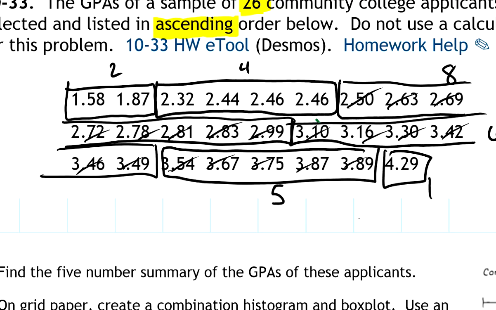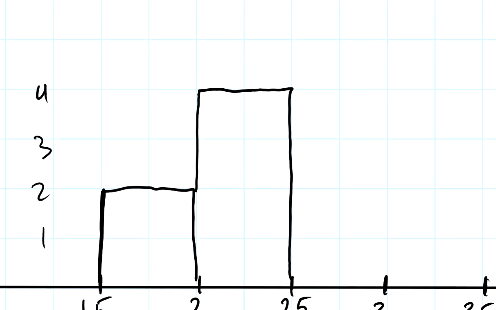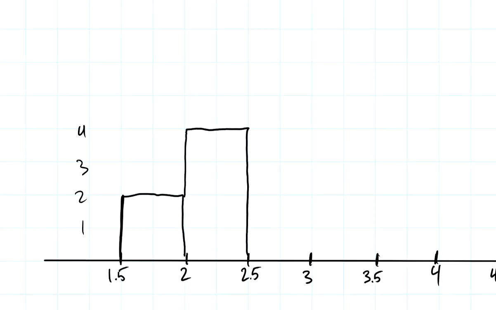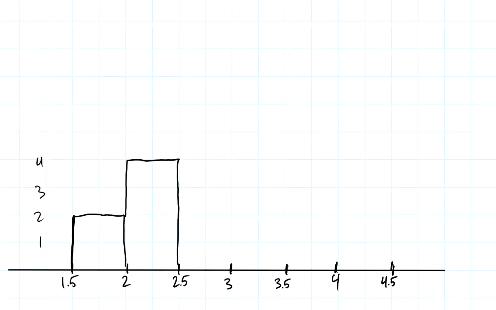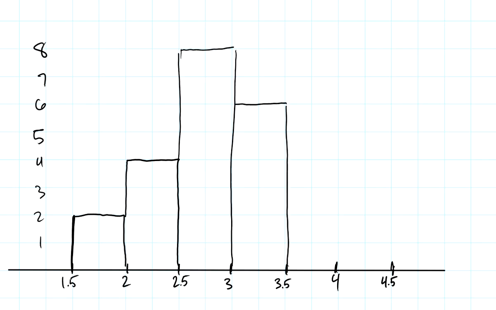So I've got a 2, 4, 8, 6, 5, 1. So we could quickly complete this. All right, we've got the 2, we've got the 4. Now we need the 8, 6, 5, 1. There's the 8. There's the 6, the 5, and the 1. So the histogram is giving me a visual representation of about how many data points are in each of the sets.